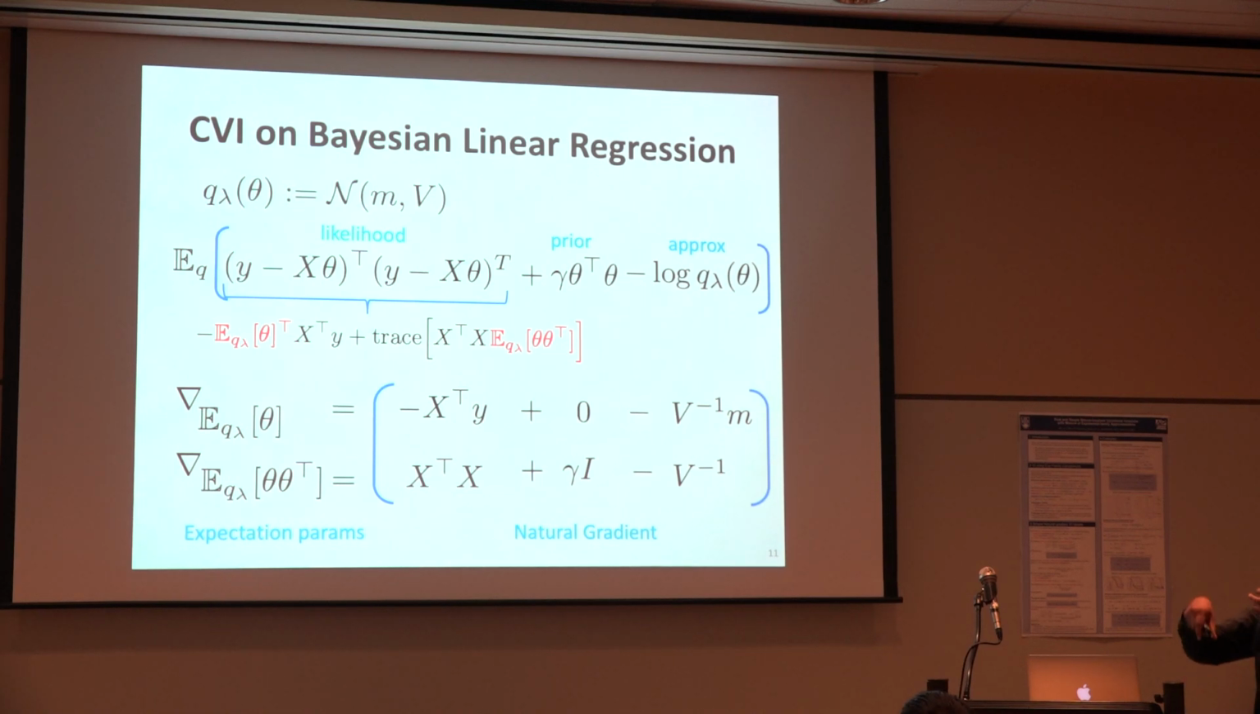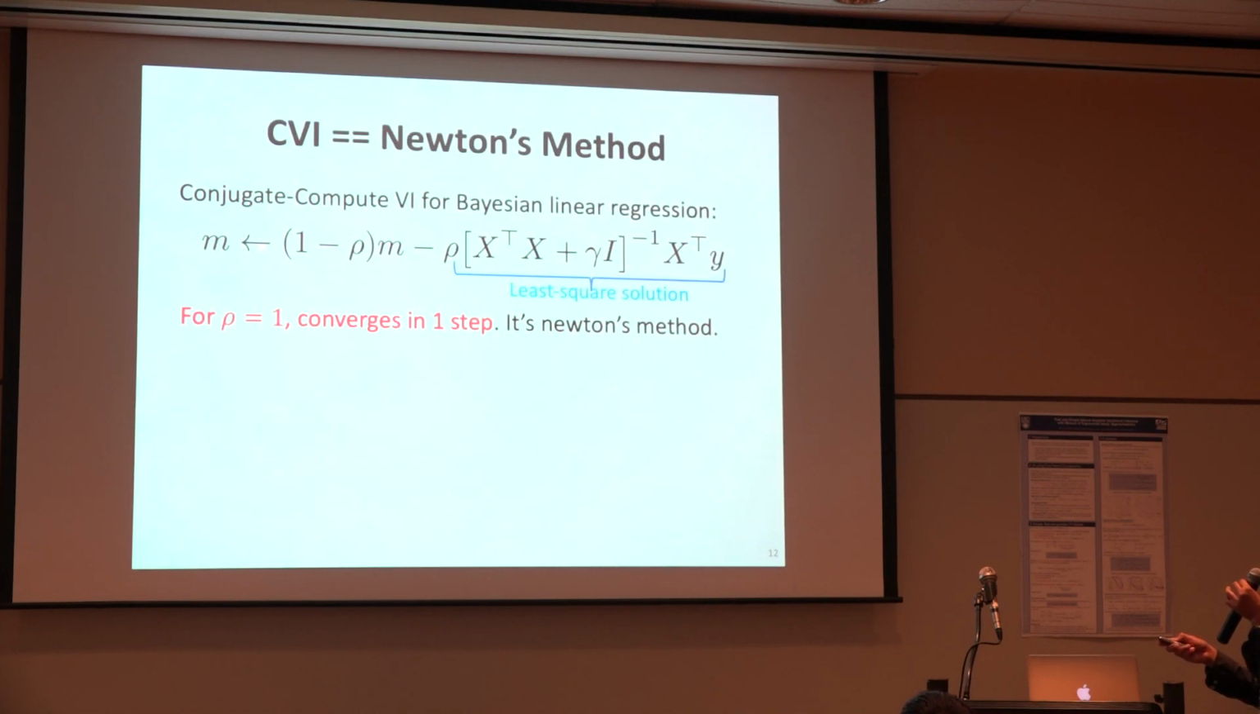And now you have to substitute that into the natural gradient update. And once you do that and you simplify, then you'll get some update like this. Basically, your mean is a convex sum of your previous mean and the least square solution. Right? So if you set rho equals 1, the step size, then you'll just converge in one step. Right? So it's a Newton step. For linear regression, if I do natural gradient descent on the variational ELBO, then it's equal to a least square step. It's a Newton step. Okay, so it will converge optimally in one step.